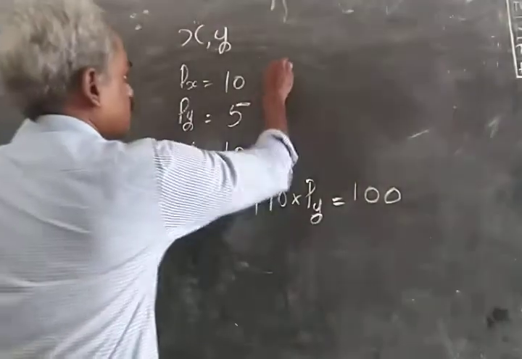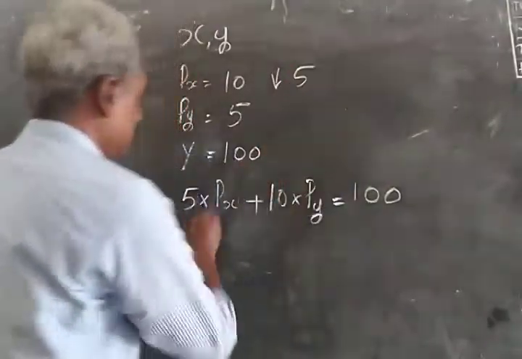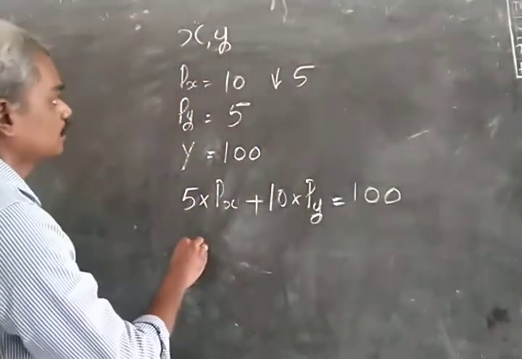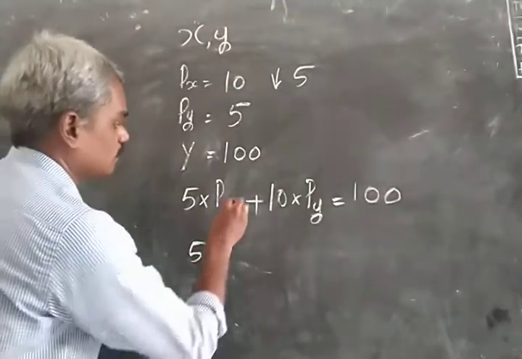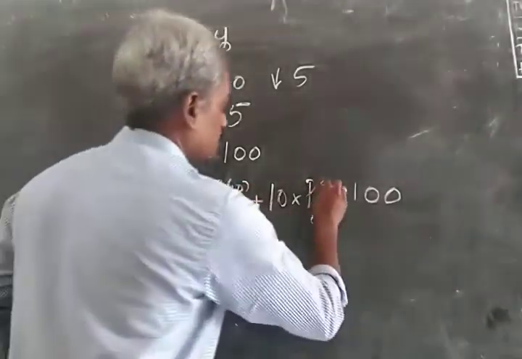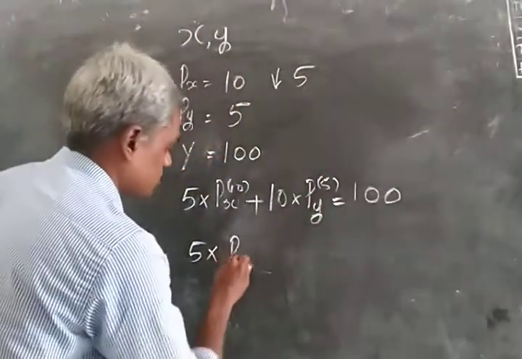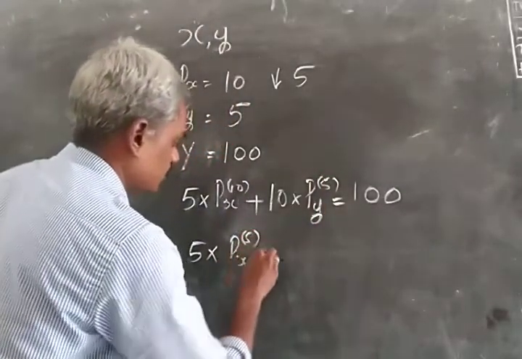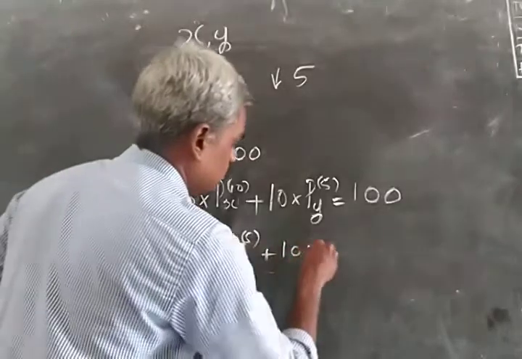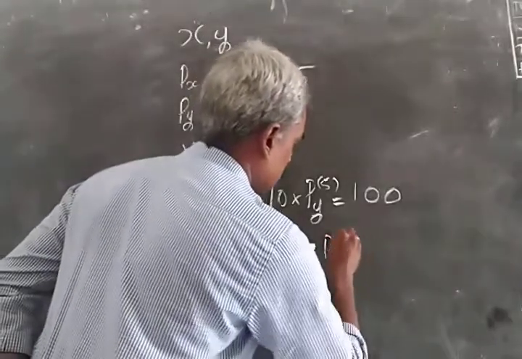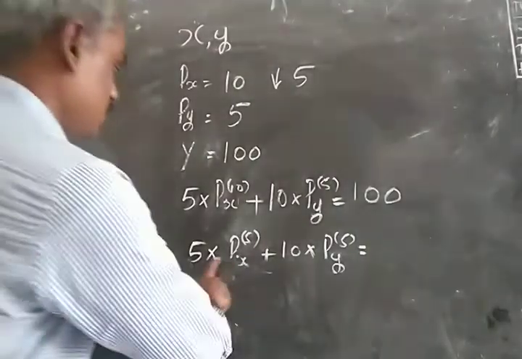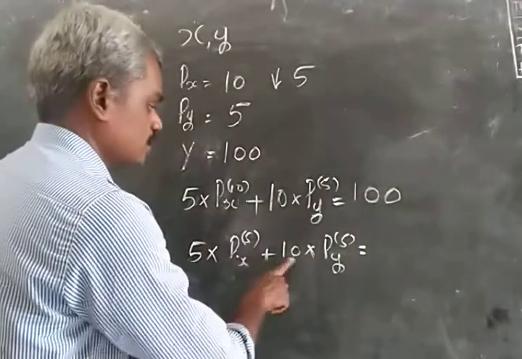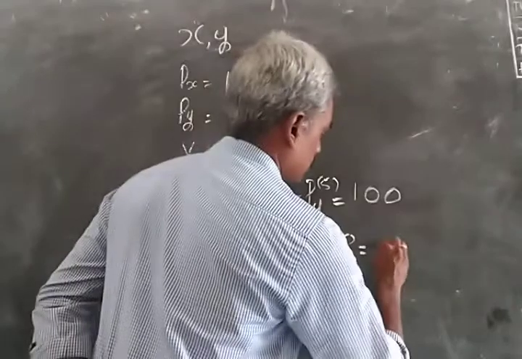Then what happens? Price of X falls to 5 rupees. So 5 into price of X, which has now fallen to 5, plus 10 into price of Y, which is still 5. What do we get? We get 5 into 5, 25, plus 10 into 5, 50, that is 75.